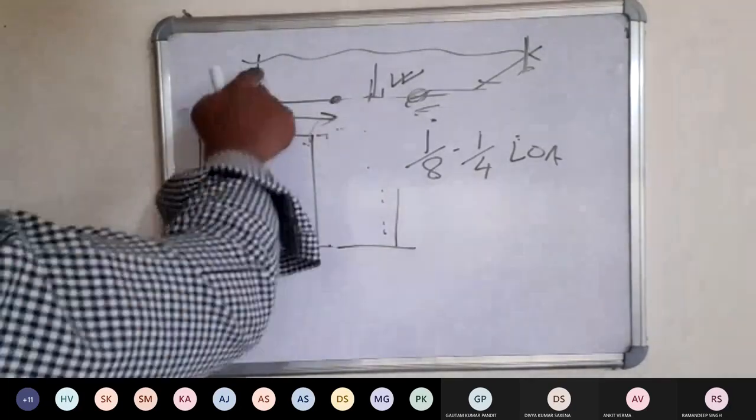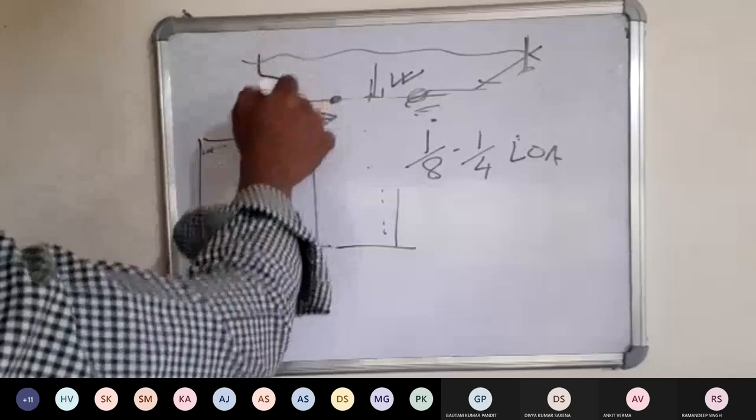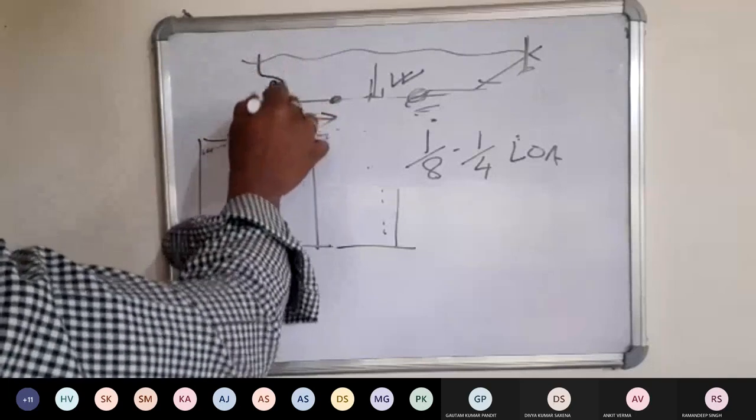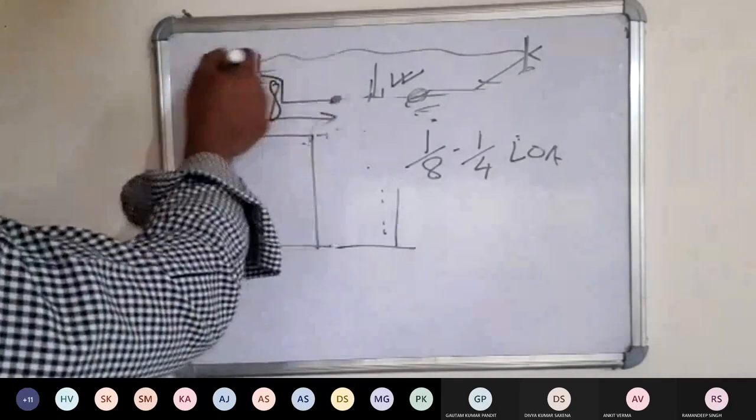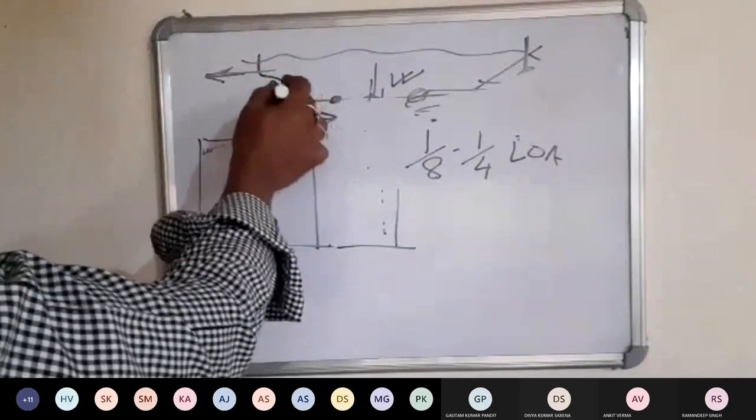Now suppose the ship is going astern. जहाज पीछे कैसे जाएगी? पानी को आगे धक्का मारेगा या नहीं?